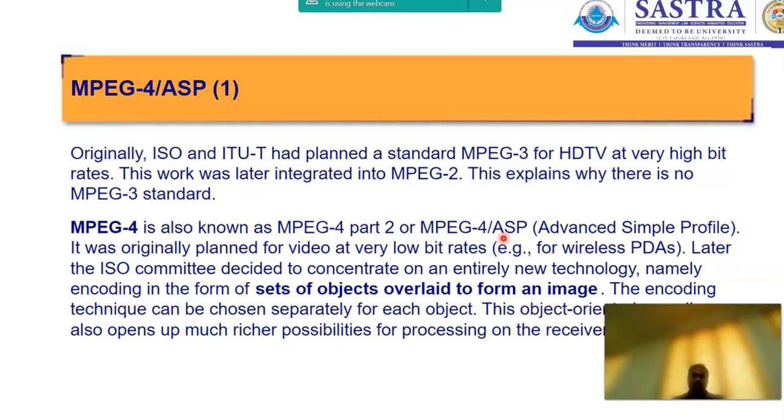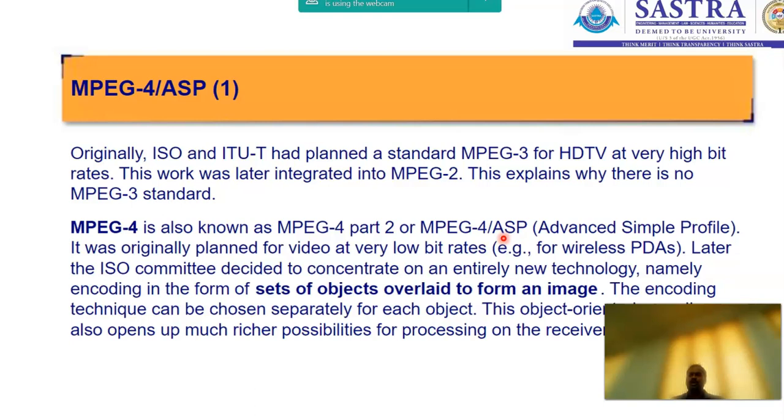So MPEG 4: originally the ISO and ITU organizations had planned a standard of MPEG 3 for HDTV at very high bit rates. This work was later integrated with MPEG 2. This explains why there is no MPEG 3 standard. That's why they integrated it into MPEG 2 itself, and that's why the MPEG 4 standard came.